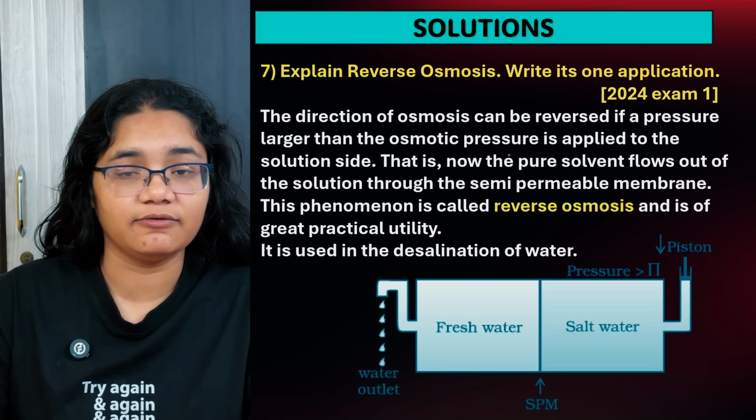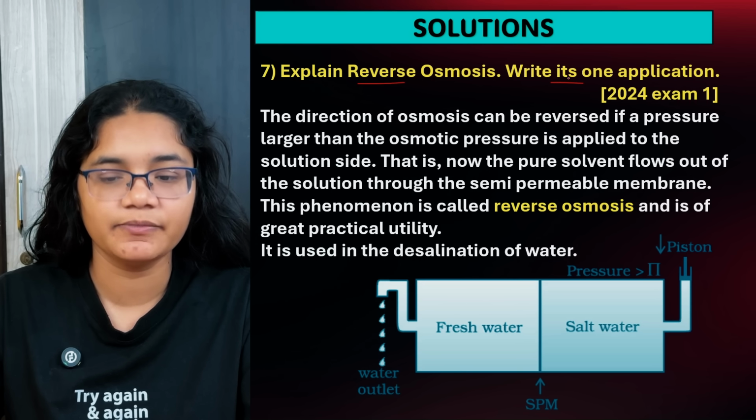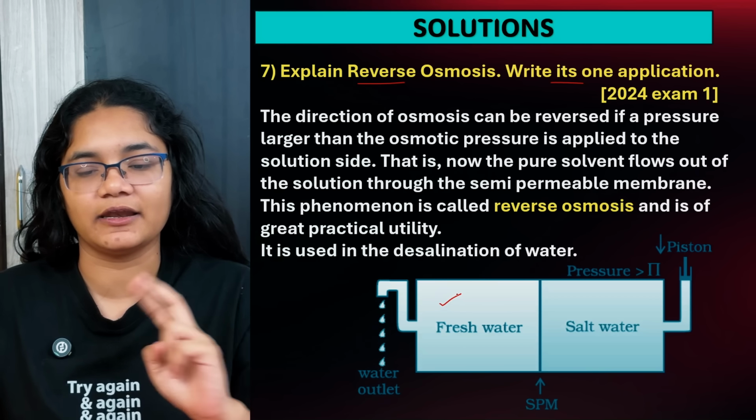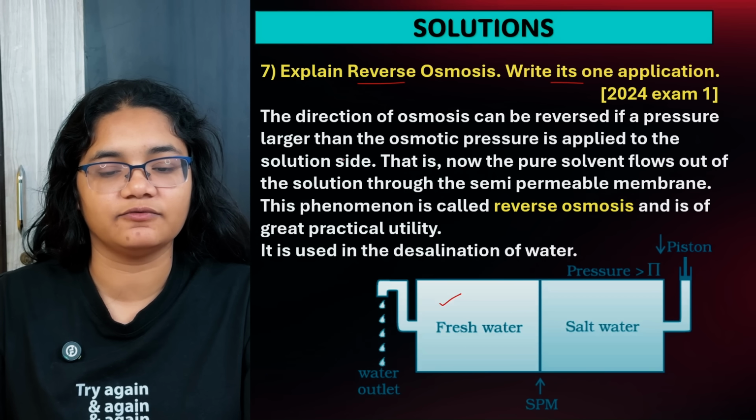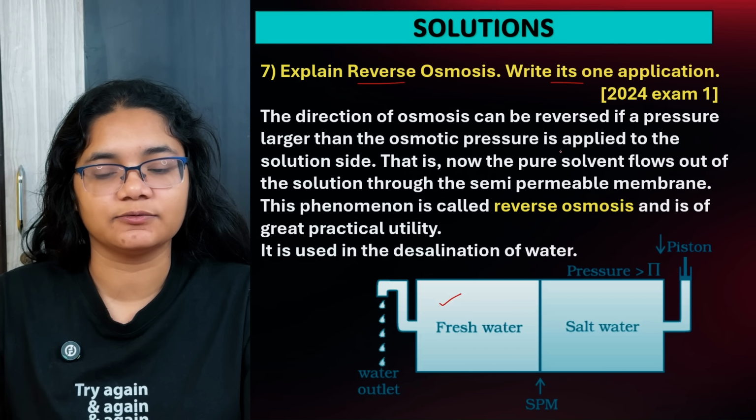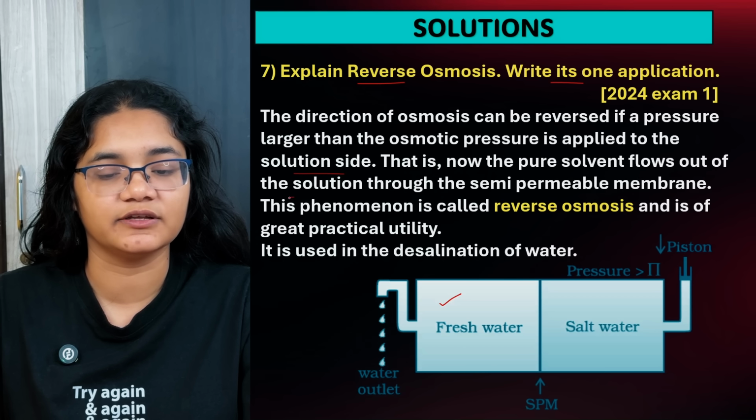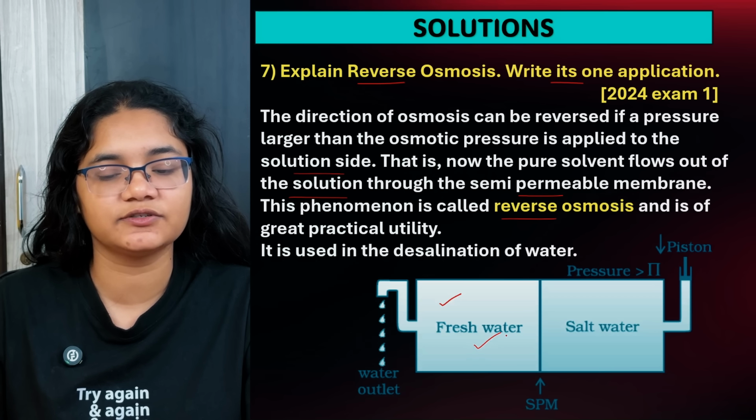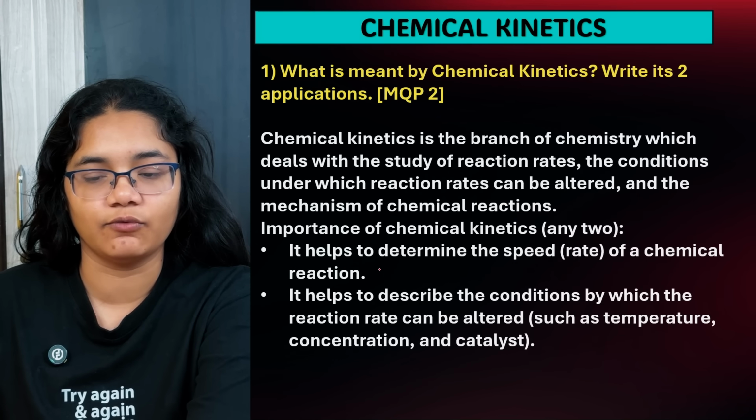Next is from 2024 examination 1: explain reverse osmosis and write one of its applications. So when you explain it, this diagram is mandatory. So explanation and diagram will carry 1 mark and its application carries 1 mark. The direction of osmosis can be reversed if a pressure larger than the osmotic pressure is applied on the solution side. That is, now the pure solvent flows out of the solution through the semi-permeable membrane, and this is called reverse osmosis. You can draw this diagram here, and its application is in the desalination of water.